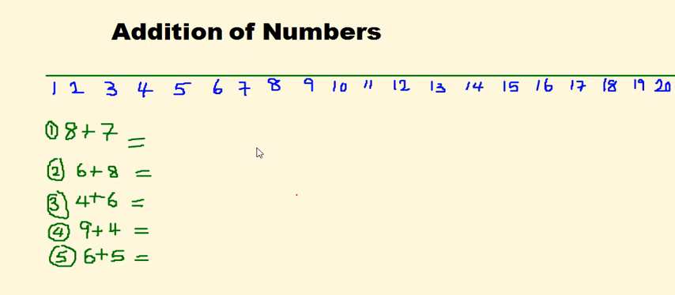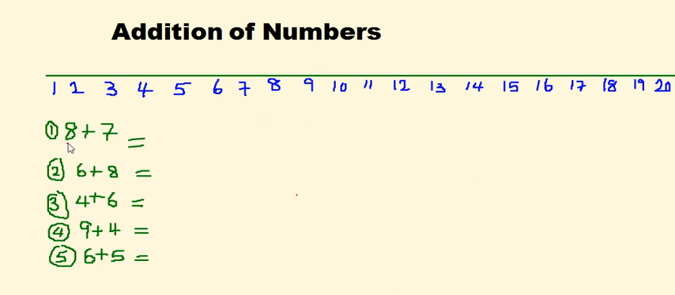Addition of numbers: how to add numbers together. If you have a line like this with numbers 1 to, probably, 20, and you are given numbers to add, like 8 plus 7, you have numbers 1 to 20 like this.